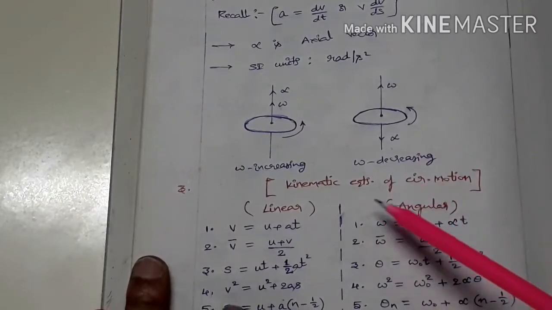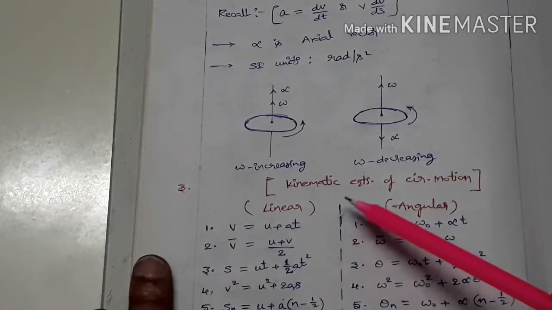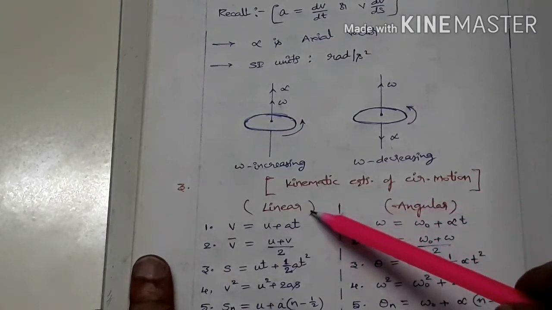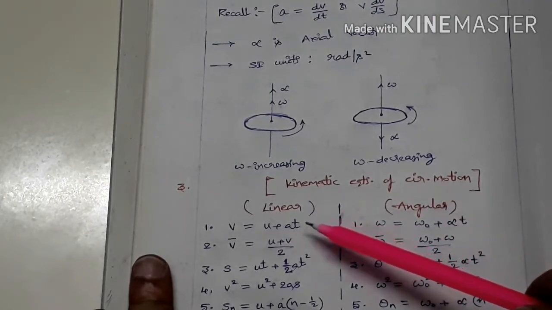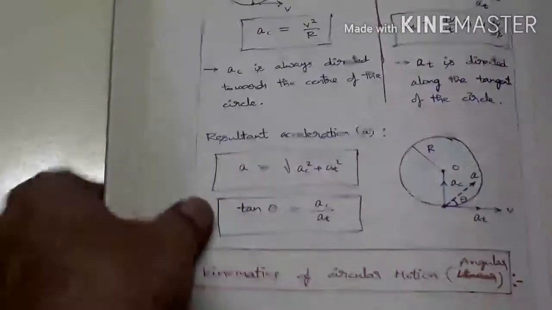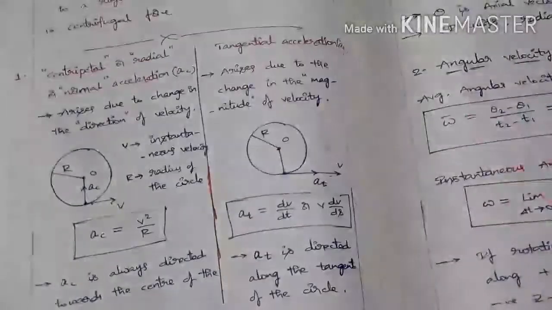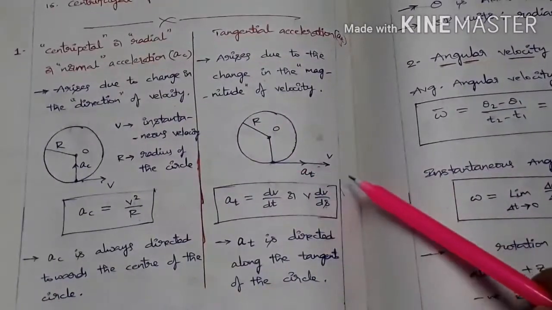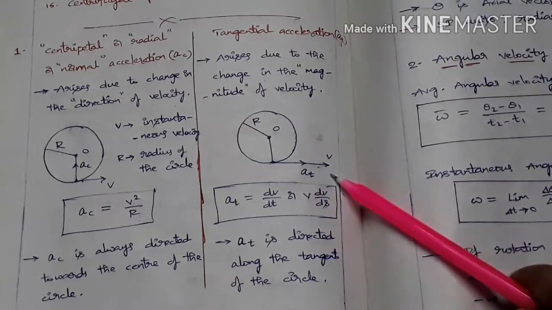The next topic is kinematic equations of circular motion. Here, there are two versions. We are studying circular motion in terms of linear as well as angular versions. So in terms of linear, what happens here? The tangential velocity, the velocity will be along the tangent. Acceleration also will be along the tangent.